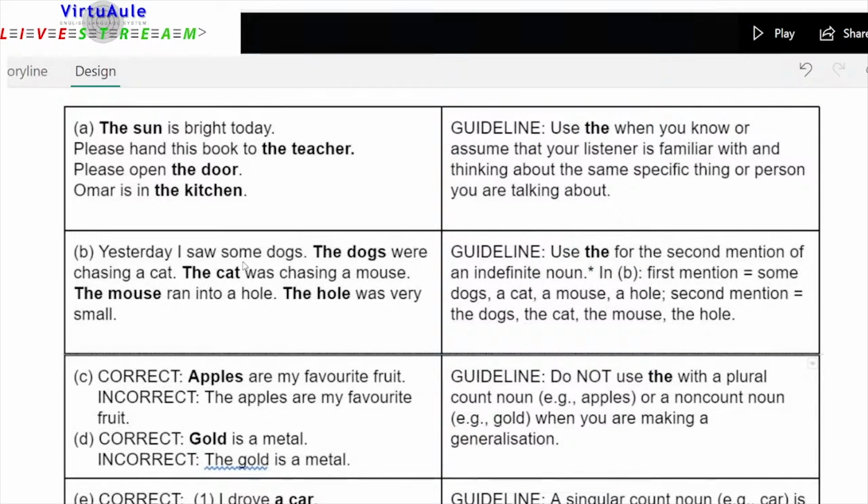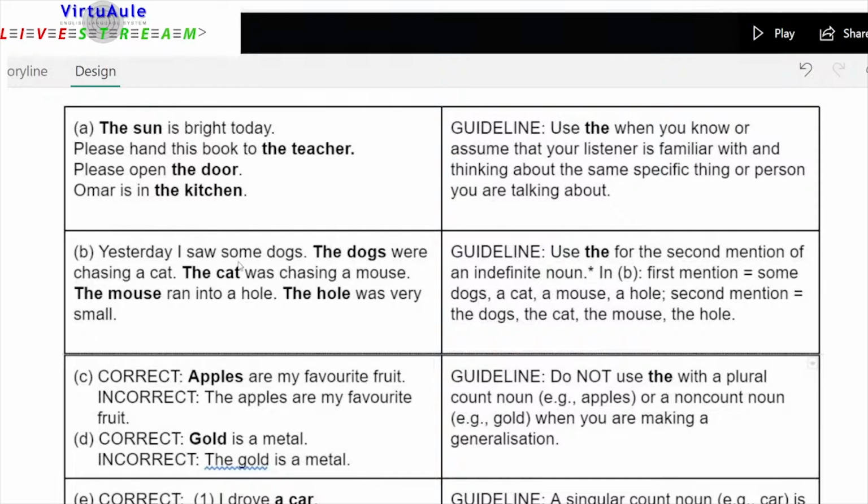B. Yesterday I saw some dogs. The dogs were chasing a cat. The cat was chasing a mouse. The mouse ran into a hole. The hole was very small. Guideline: use "the" for the second mention of an indefinite noun.